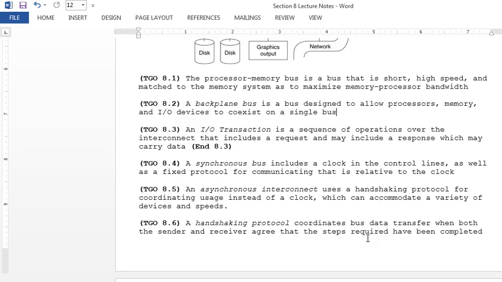And so this is what happens through a series of what's known as I/O transactions. The I/O transaction is a sequence of operations over the interconnect that includes a request and may include a response, which may carry data. So I just described an I/O transaction. Keyboard, pressing something. I press G. Hey, I have information to give you. Okay. So now we go to the backplane bus, and we perform this I/O transaction.